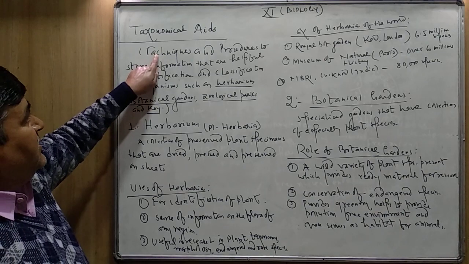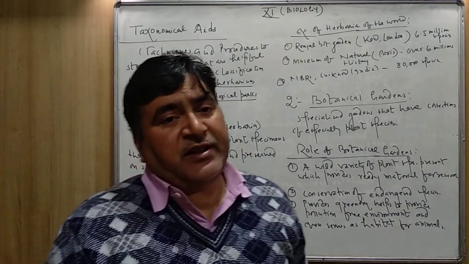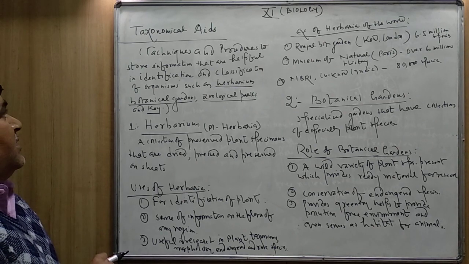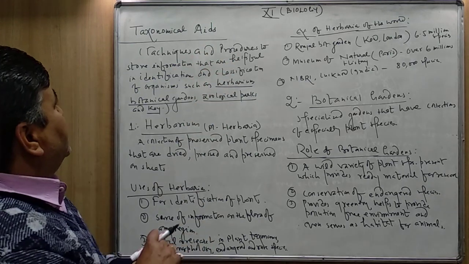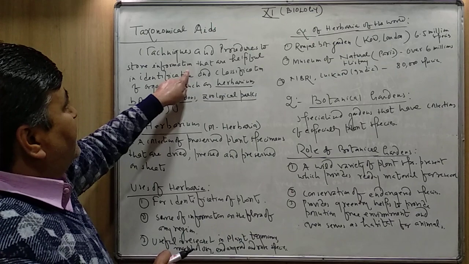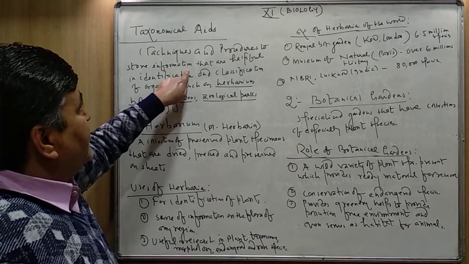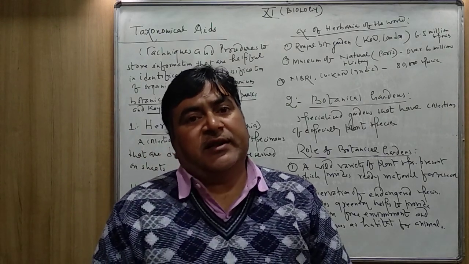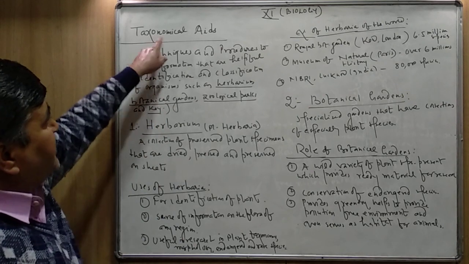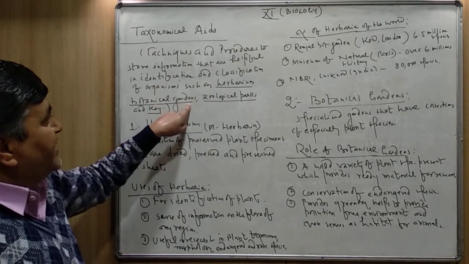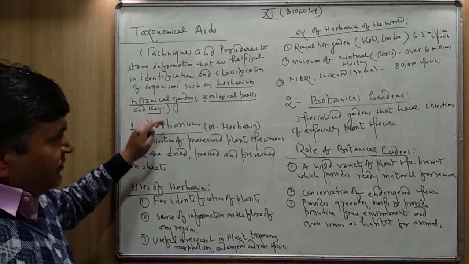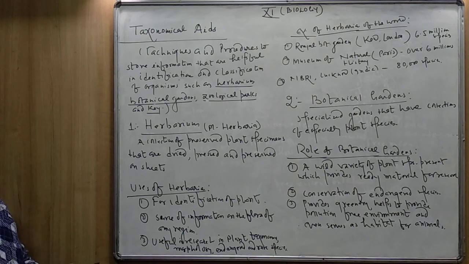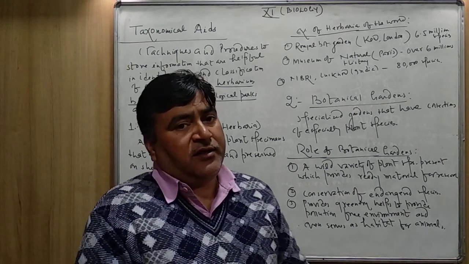So first of all, the definition of taxonomical aids is very important. What is taxonomical aids? The taxonomical aids are the techniques and procedures to store information about the plants and animals that are helpful to identify them, to classify them in the taxonomical hierarchy. And these taxonomical aids are herbarium, botanical gardens, zoological parks and key. Because 4 taxonomical aids are given in your textbook, and all these taxonomical aids you have to study in detail.